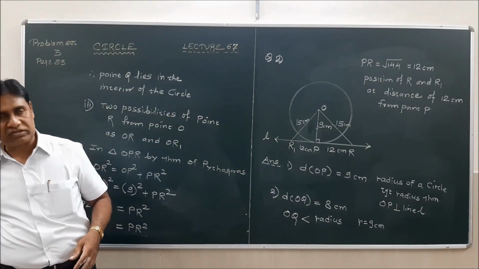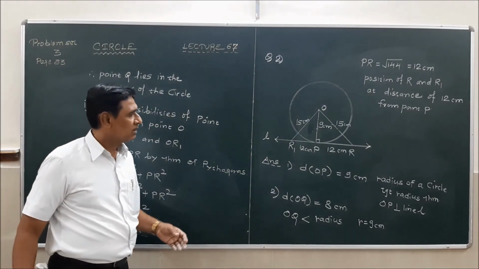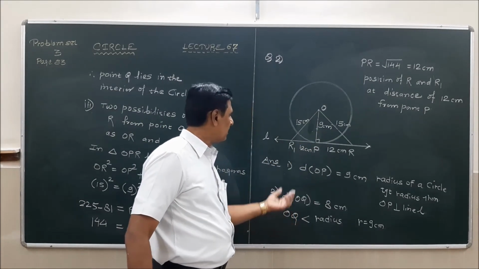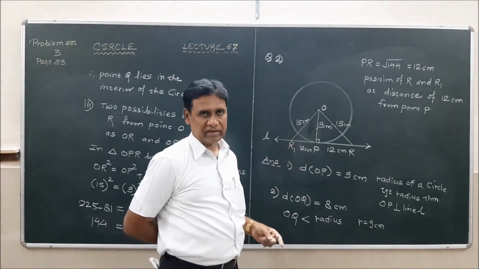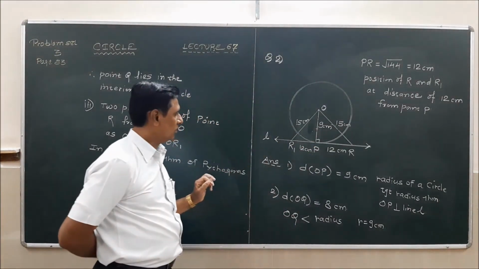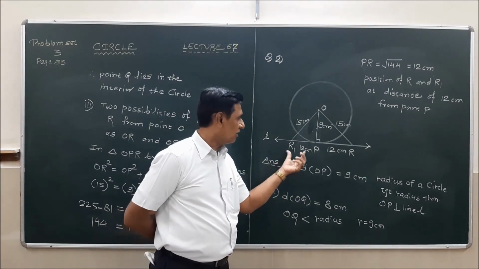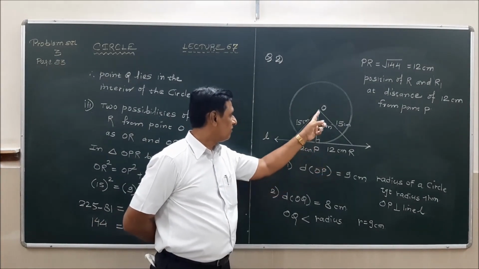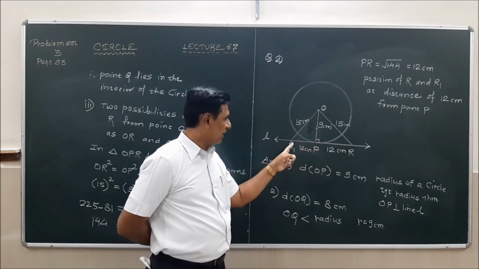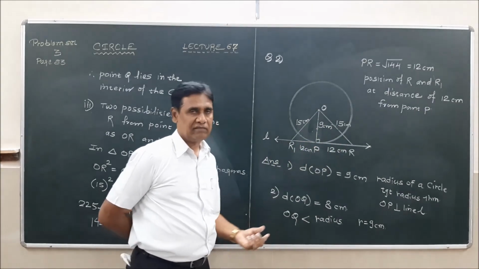So there are three questions. The first question was very simple: what is the distance of P from O, that is 9. Second, Q is at a distance of 8, so it will lie in the interior of the circle. Third, what is the distance of points R1 and R from P if R1 and R are at a distance of 15. Using Pythagoras theorem, we get the answer to each.